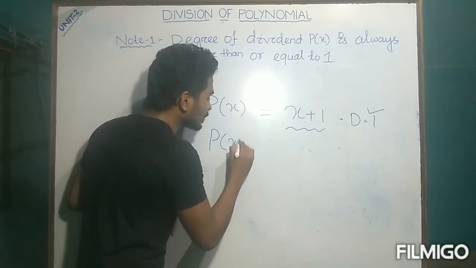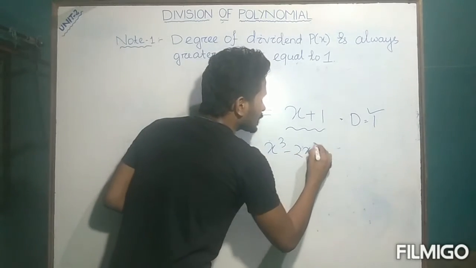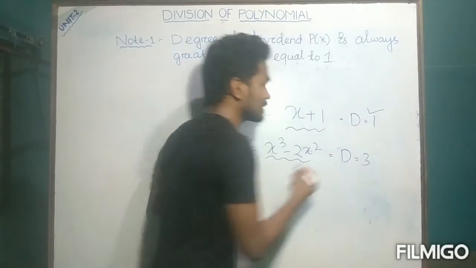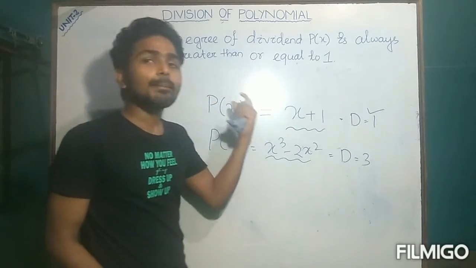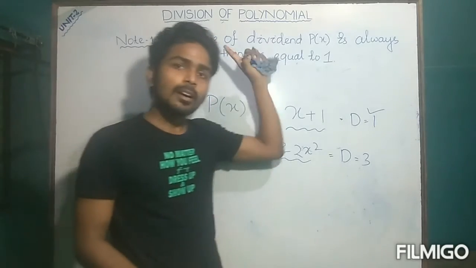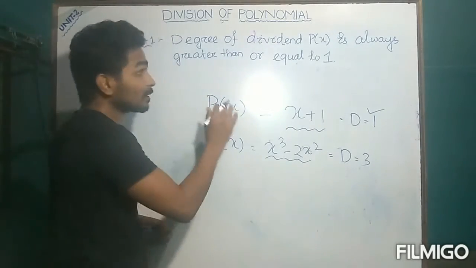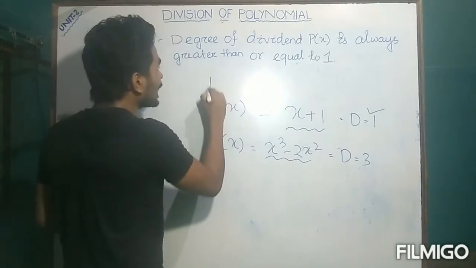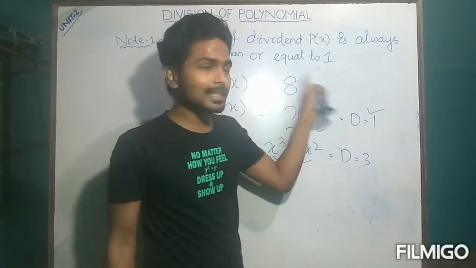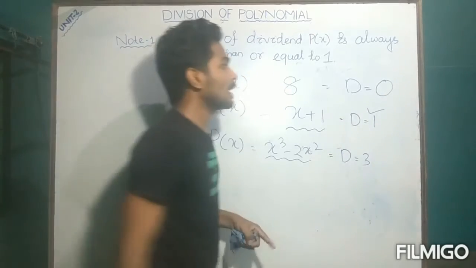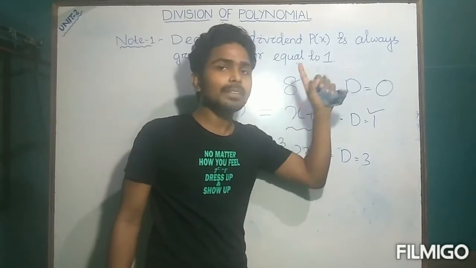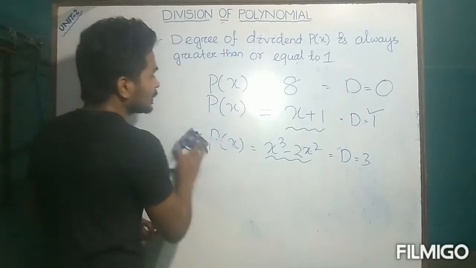Suppose we have one more example, x cube minus 2x square. Okay, it is also a polynomial and it has degree 3, that means its degree is greater than 1. So a polynomial having degree equal to 1 or greater than 1 can be a dividend. This is the first point we have to remember. The degree cannot be less than 1. We cannot take p of x as simply 8. It is a non-zero constant polynomial and its degree is how much? 0. So we cannot take a non-zero constant polynomial as a dividend. Clear? So this is the first point, you should remember it.